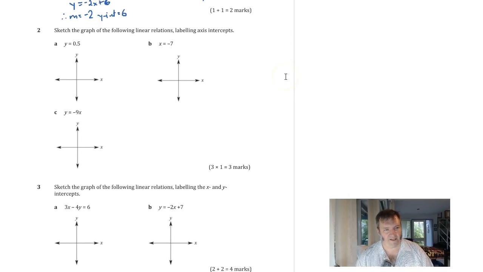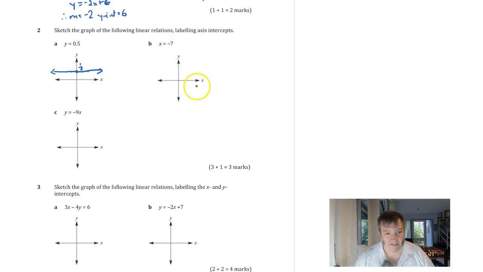Sketch the graph of the following linear relations, labeling axis intercepts. Here y equals a half. Well, we saw in part A that if I put a half on this axis, and then I want to put another point where y is a half, it's actually any point along a horizontal line, isn't it? So the line y equals a half is always a horizontal line, and it just goes through the y-axis at a half.